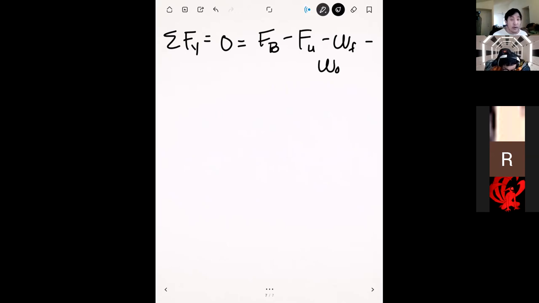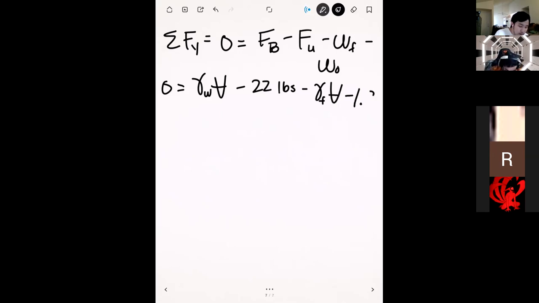And so let's go ahead and just plug in all the numbers and all the expressions that we know. So we have zero equal to, we know the buoyant force is going to be equal to the specific weight of the water multiplied by the volume of the foam. We know the weight of the user is going to be 22 pounds. We know that the weight of the foam is going to be gamma F times the volume. And then the weight of the other stuff is 1.3 pounds.